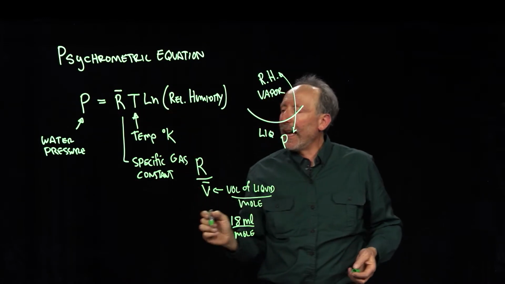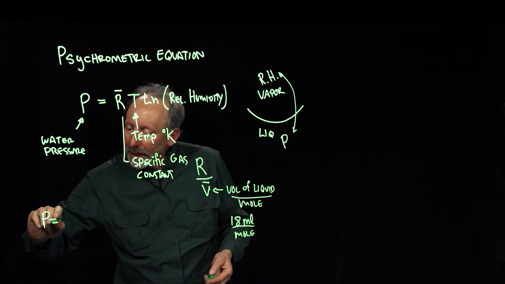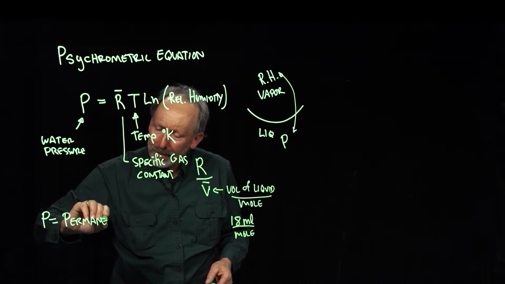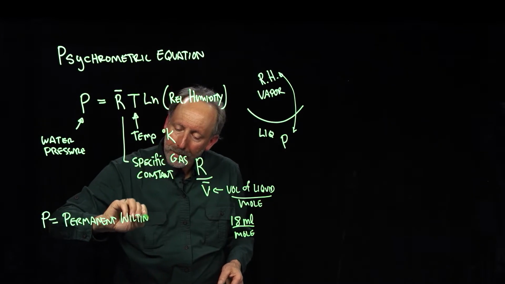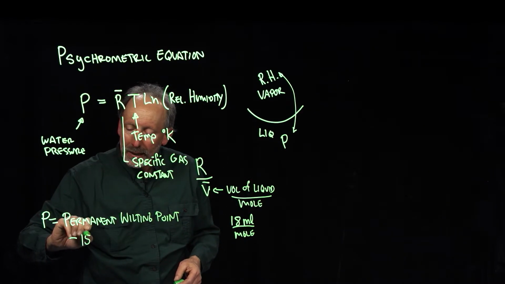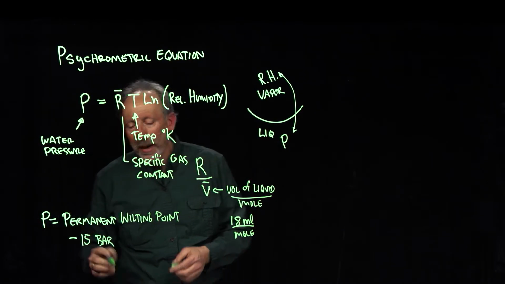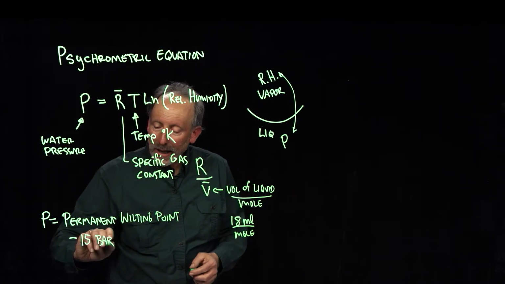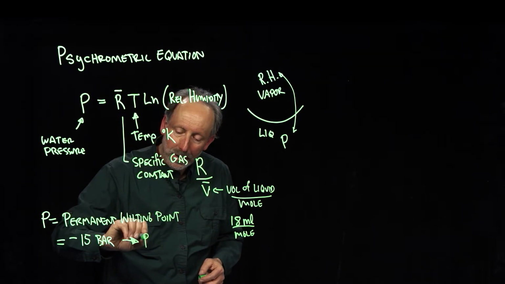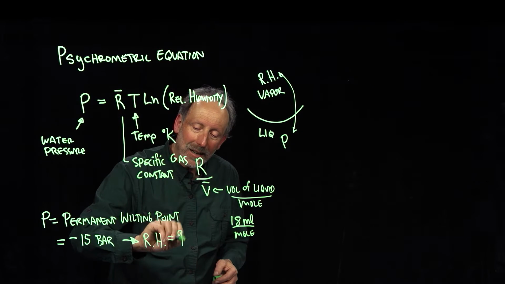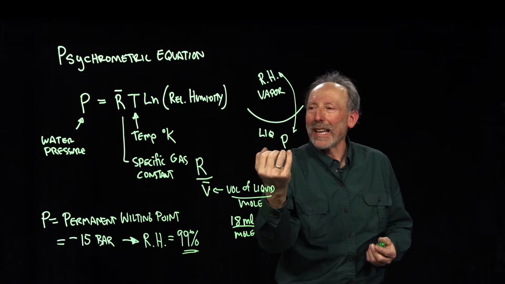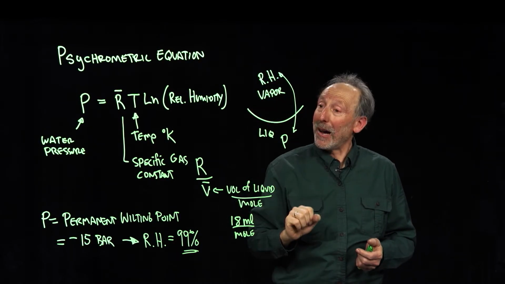So, for example, at a pressure equal to the permanent wilting point, this is when plants die. That's often taken as minus 15 bars. So minus 15 bars, so that's our pressure. And the relative humidity is, drum roll please, 99%. So in other words, by putting water at a negative pressure, it does reduce the humidity, but not by much.